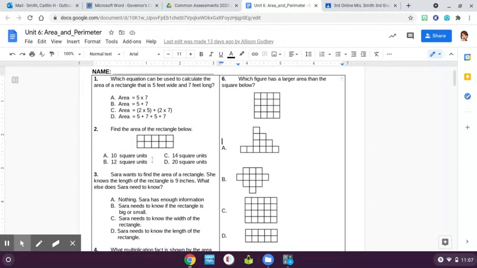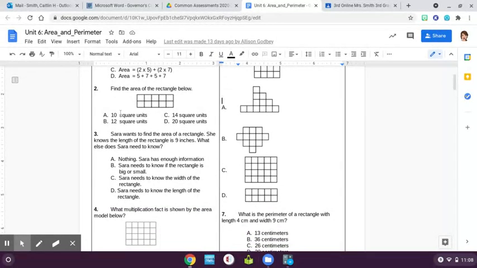Question 1. Which equation can be used to calculate the area of a rectangle that is 5 feet wide and 7 feet long? Well, you have to think about what you have to do for area. Remember, area is the inside. Okay, so do you multiply? Do you add? Multiply or add. Okay, so remember, area is length times width.